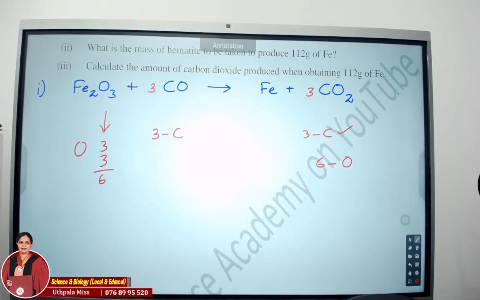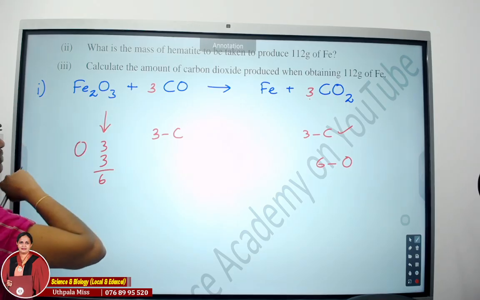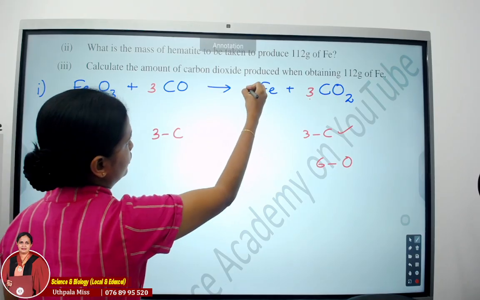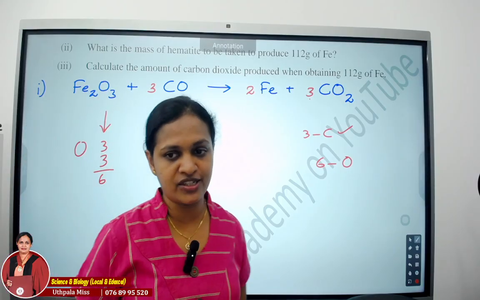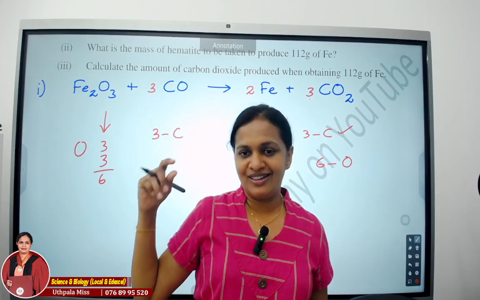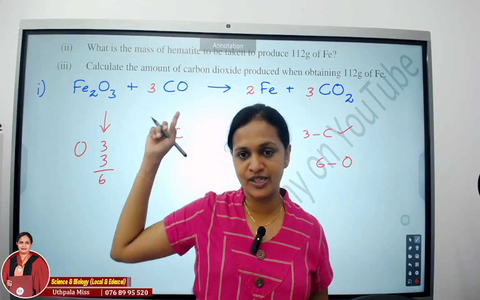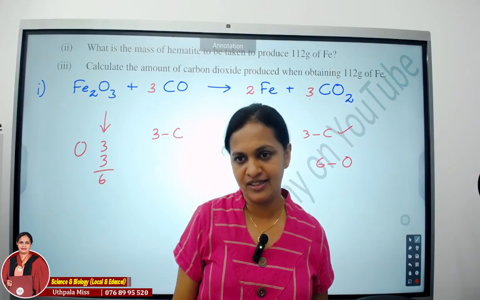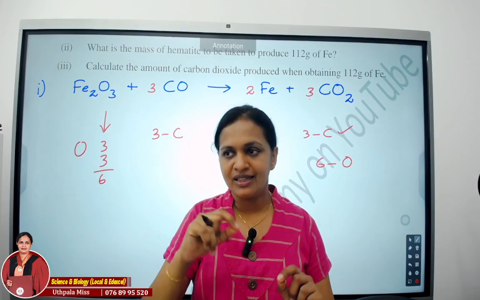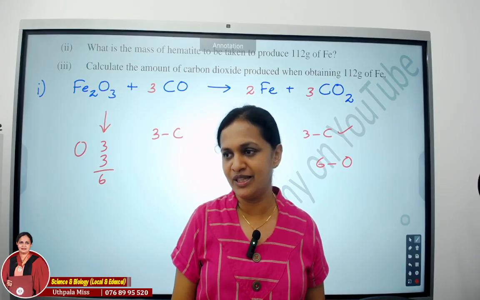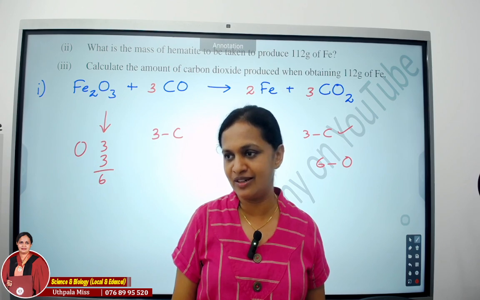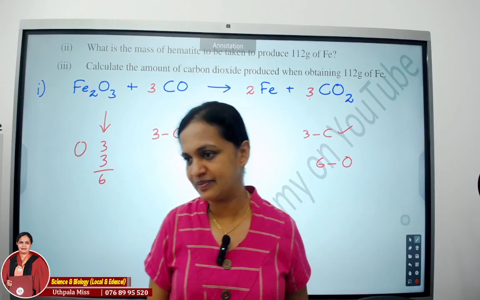Next I looked at iron: here 2, here only 1. Therefore I put 2 in front of here, because we learned that we can't change the formula in order to balance. We can just put a number in front. That's what we have done. Then write it and check whether both sides balance. Right? That is the inspection method of balancing a chemical equation. Isn't it?